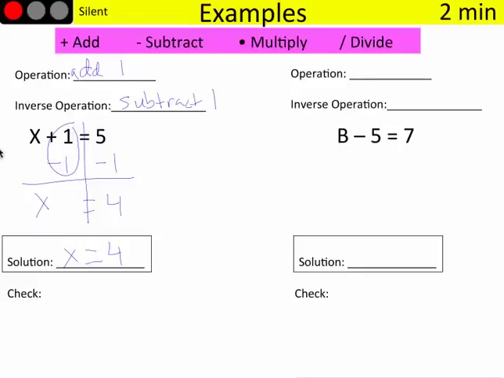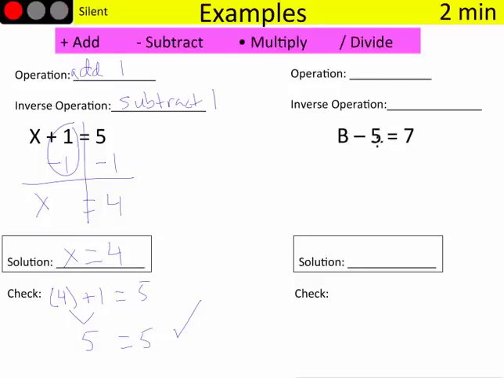Now let's check if our solution is correct. I'm going to write this equation again, but instead of x, I'm going to write the value for x, which is 4. So 4 plus 1 equals 5. Is this true? 4 plus 1 is 5, so that means that our answer is correct. Let's try the second one.